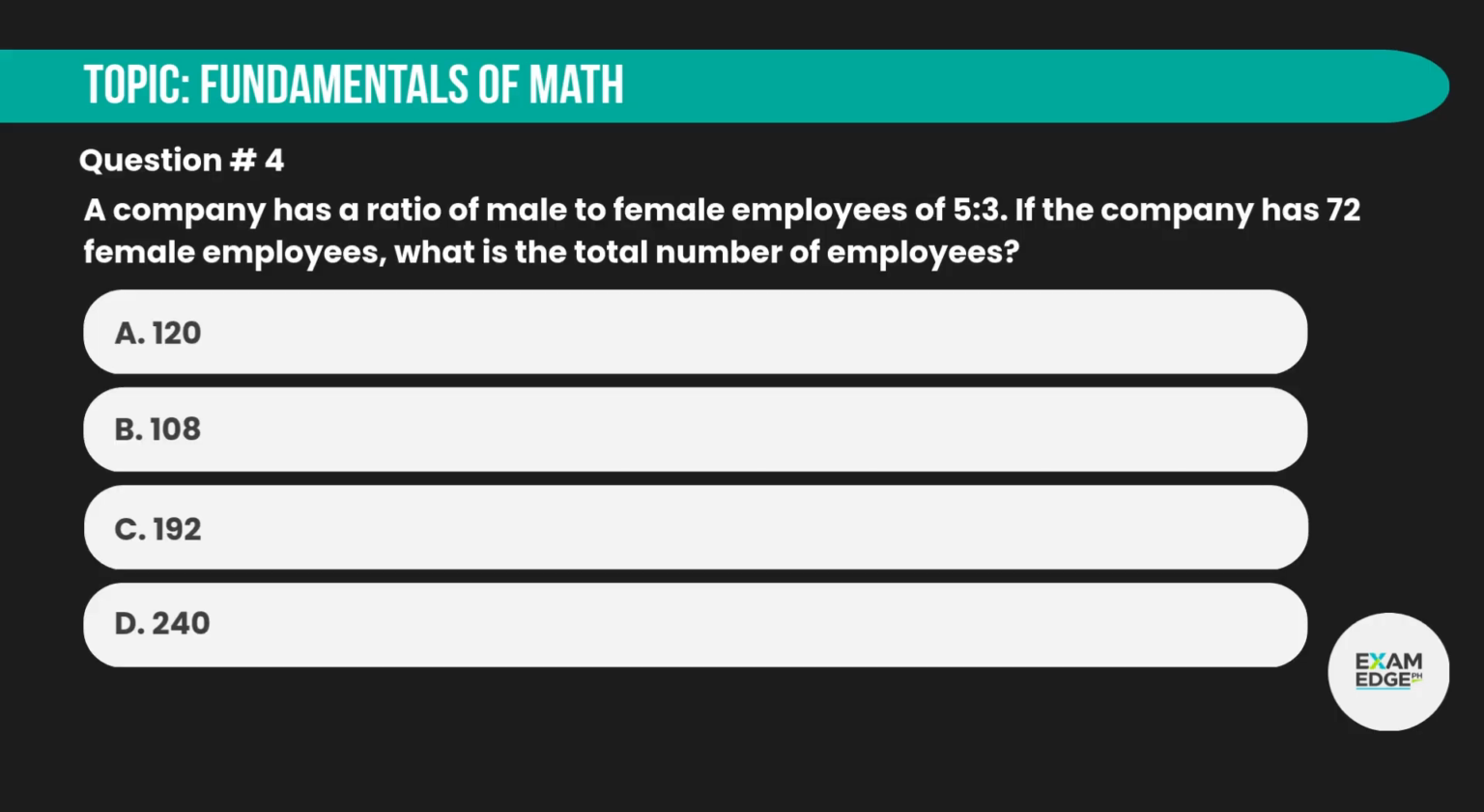Question number 4. A company has a ratio of male to female employees of 5:3. If the company has 72 female employees, what is the total number of employees? A. 120. B. 108. C. 192. D. 240.